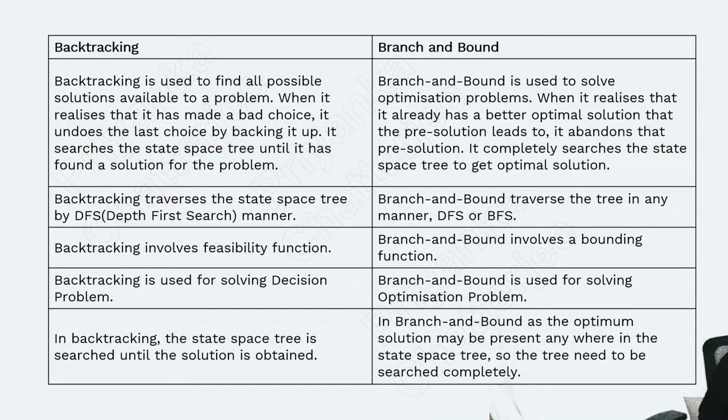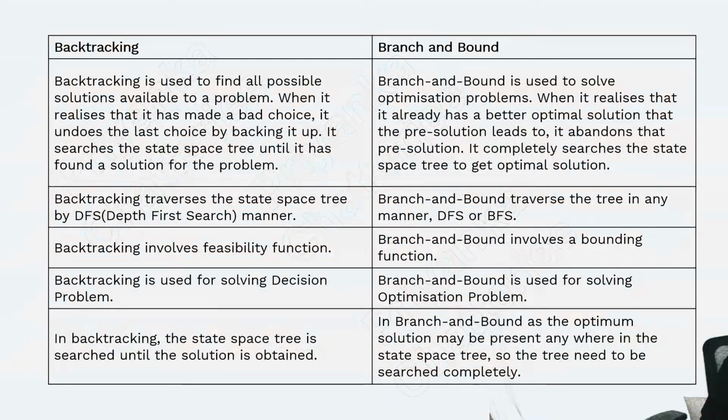Backtracking is used to find all possible solutions available in the problem. When it realizes that it has made a bad choice, it undoes the last choice and goes back to the previous one. That is called backtracking. Backtracking traversal in the tree is possible in DFS, that's why it goes with DFS.